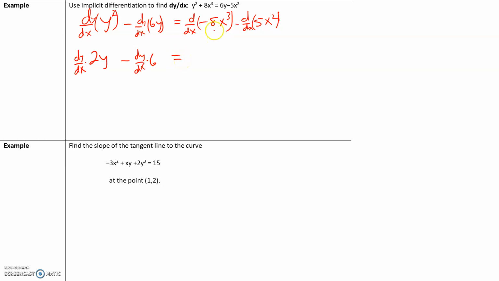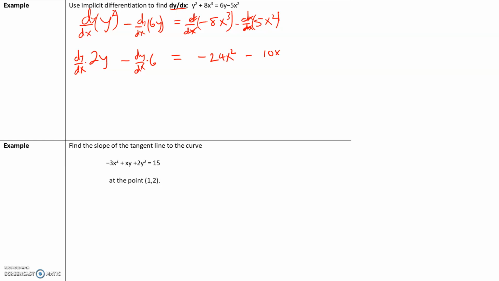This equals the derivative of negative 8x cubed, so 3 times negative 8, that's negative 24x squared. dx over dx, that's going to cancel. 5 times 2 is 10x, so it's going to be 10x. Once again, dx over dx cancels. So this is what we're left with. Our objective is to find dy/dx.